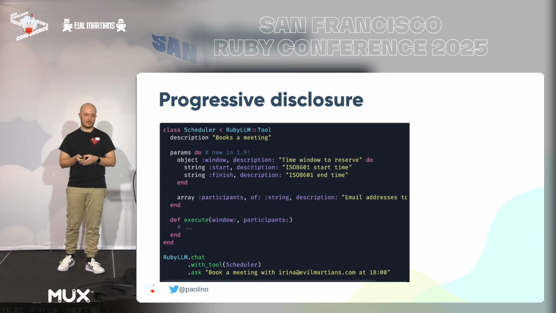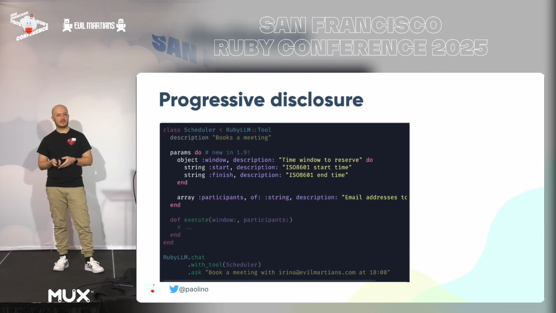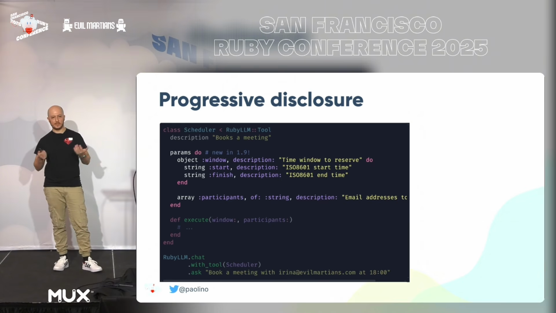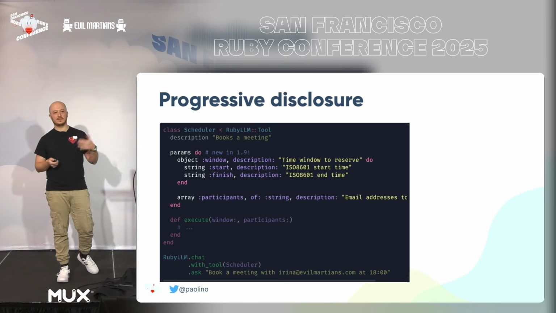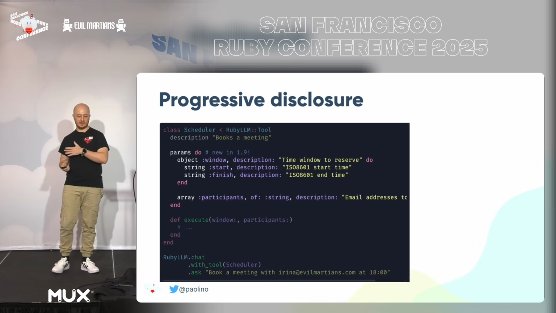And now in 1.9, we also released a new parameters DSL that actually supports JSON schema. So you can have really complicated parameters in your tools as well. And under the hood is using the fantastic RubyLLM schema, which I'm going to talk about in a second.